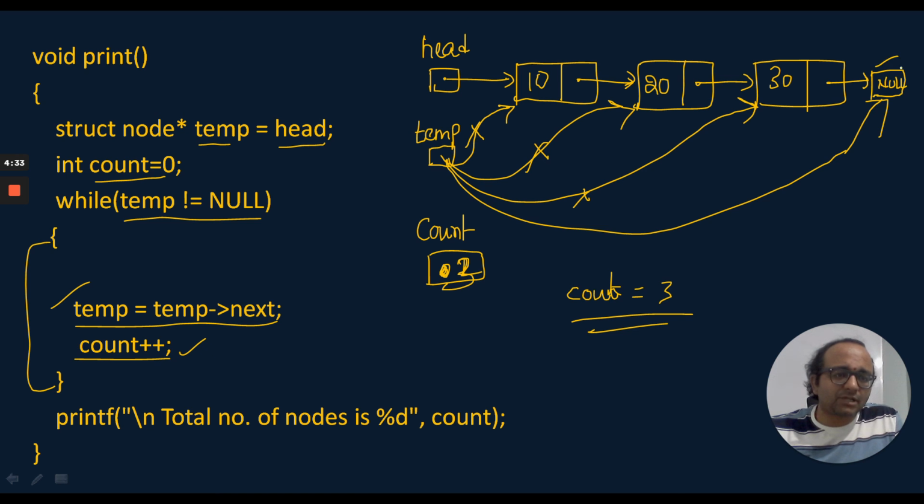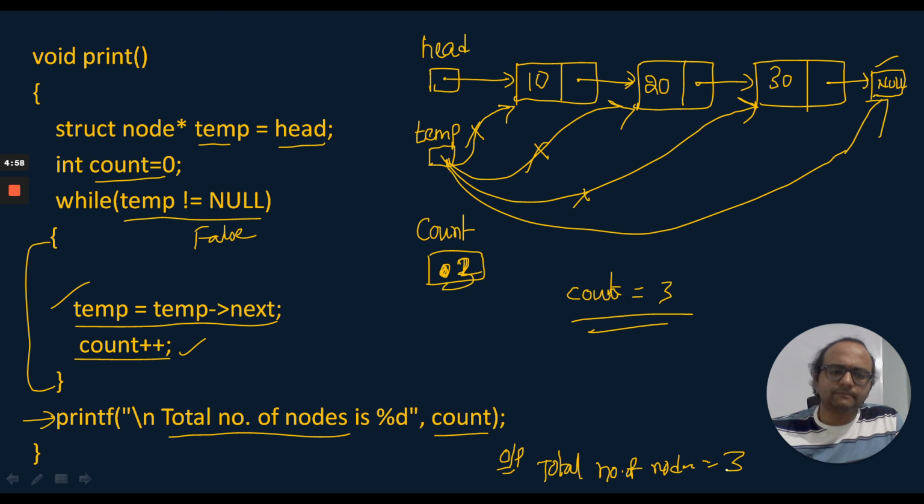Temp is actually pointing to null, so this condition becomes false. The block of statements will not be executed now, and the control is transferred to the next statement, which is placed outside the while block. This is going to print that the total number of nodes is equal to count. Hence the output will be total number of nodes is equal to 3.